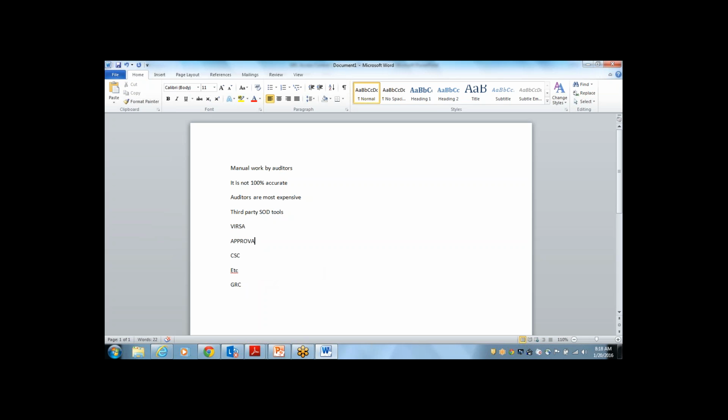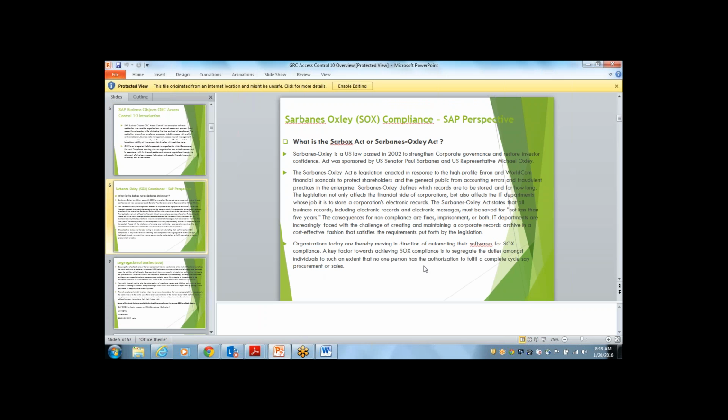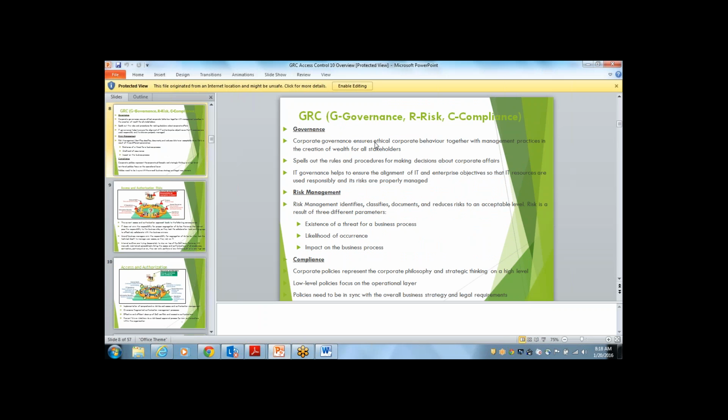So now if you try to understand, G means governance. As you have seen here, just before SOX. So this is what governance is. Corporate governance ensures ethical corporate behavior together with management practices in the creation of wealth for all stakeholders. So governance is nothing but they should spell out their rules and regulations, policies, procedures, okay, for making decisions about their corporate affairs.